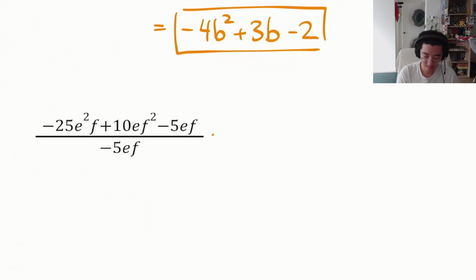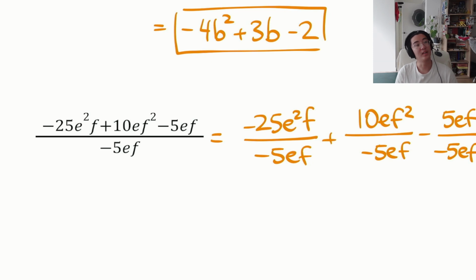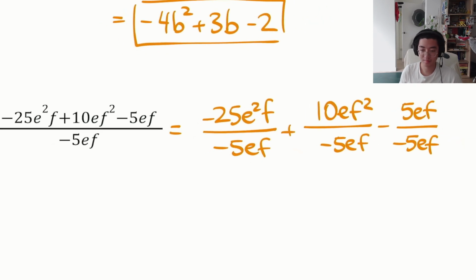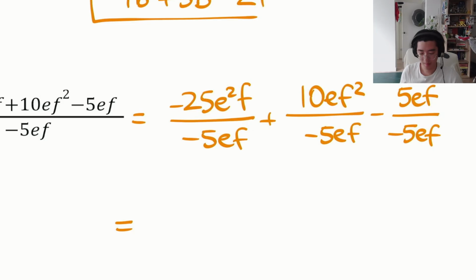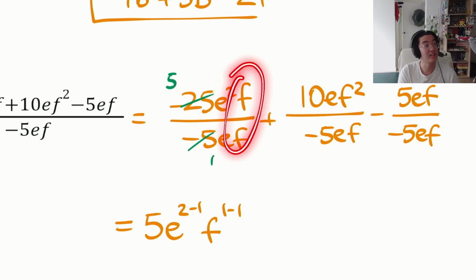Okay. Once again, we split everything up, just like that. Plus 10. And then, right, just like that, we split everything up. Okay. Negative 25 divided by 5. Positive 5. e to the power of 2 minus 1. And f to the power of 1 minus 1. And again, we are dividing here, so we're subtracting the exponents.